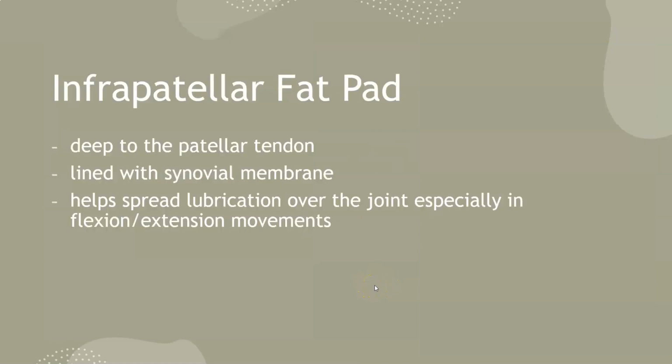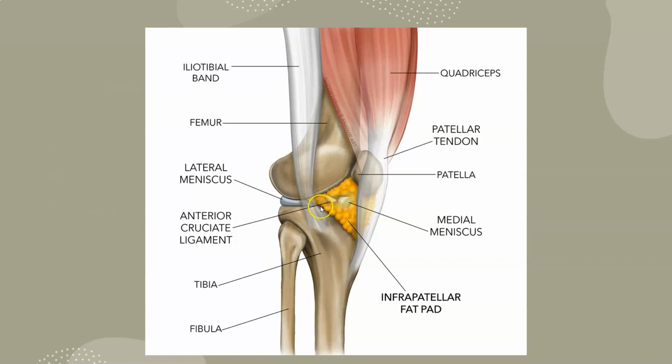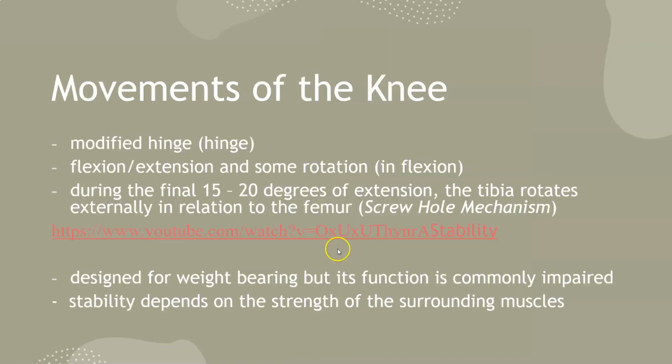The infrapatellar fat pad, I sort of alluded to before, is deep to the patellar tendon. It's lined with a synovial membrane, and in doing so, it helps spread lubrication over the joint, especially when we're moving into flexion and extension. So we can see it all in here. There's a large fat pad here. Here we can see the anterior cruciate ligament. Here we can see the medial meniscus. Here's the patella here with the quadriceps tendon here, and then the quadriceps ligament, or the patellar ligament here, and the fat pad fills in all this space.